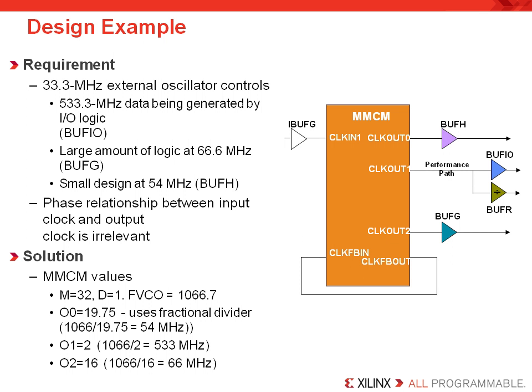Remember that there is only one per MMCM, and that's associated with the output 0 output. In this case, we divide the VCO frequency by 19.75 to get our 54 megahertz output. Now this clock is routed to one clock region, so it can be distributed with a BUFH primitive. But typically, if the design does not have too many global clocks, then a BUFG would be fine also.